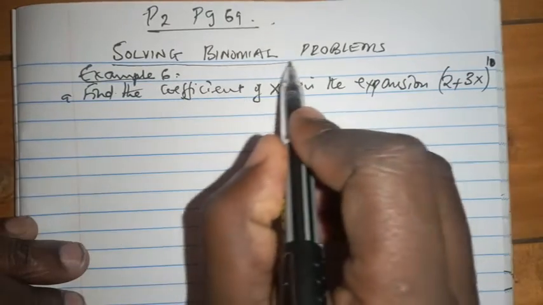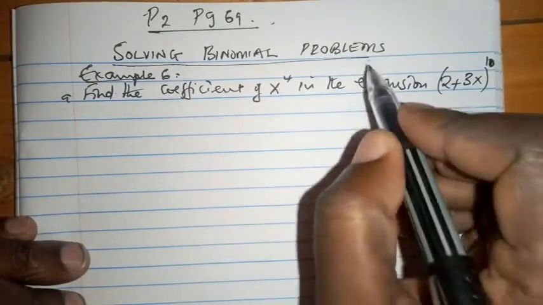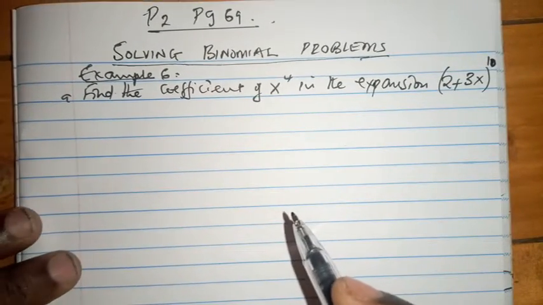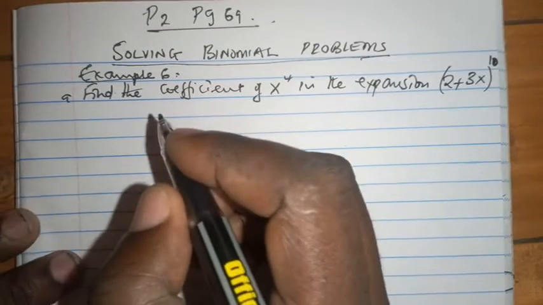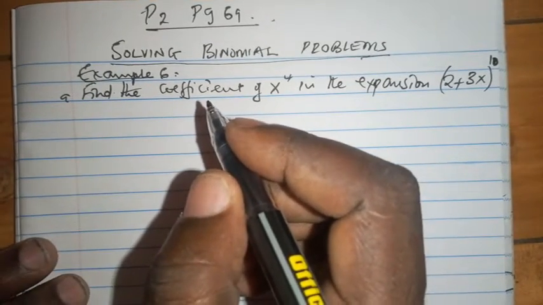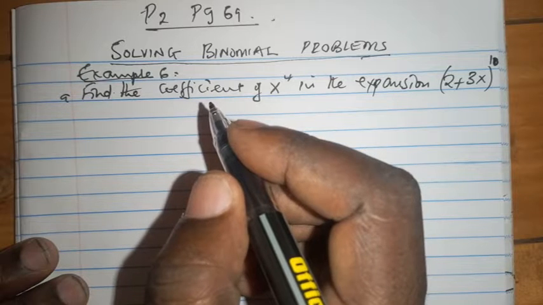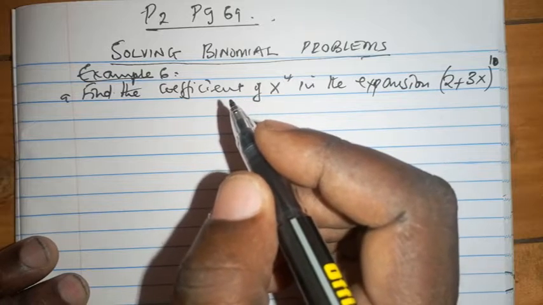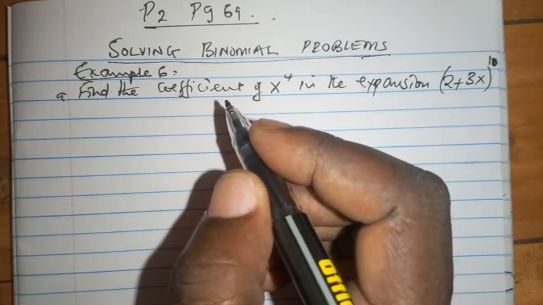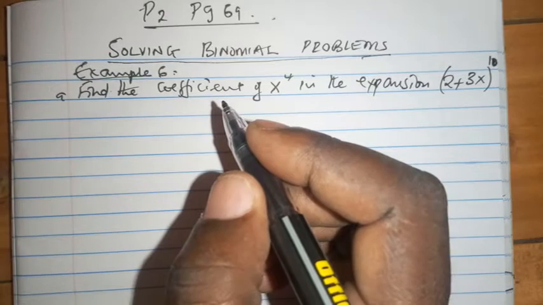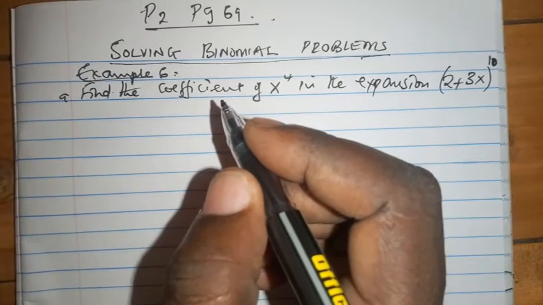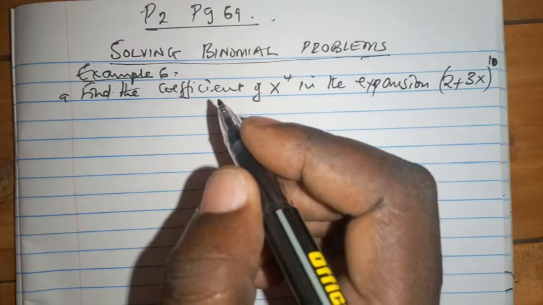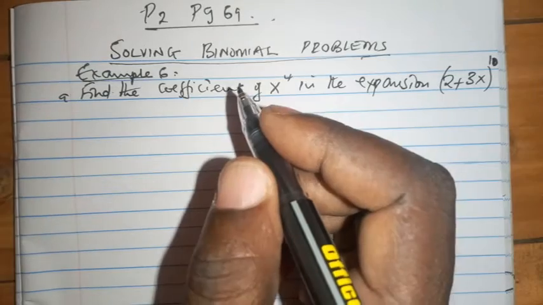Binomial expansion, chapter 4 in Pure Mathematics 2, and we're looking at page 69. Now that we have understood the expansion theorem and Pascal's triangle, I think it is time to make an application of our knowledge. Under 4.4 on page 69, we are told that you can use the general term of the binomial expansion to find individual coefficients in a binomial expansion.